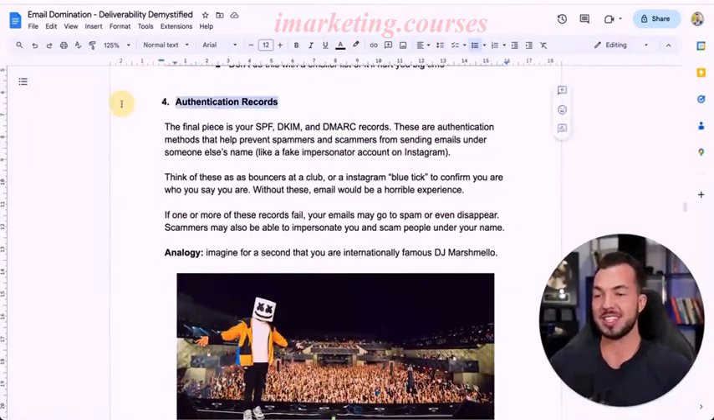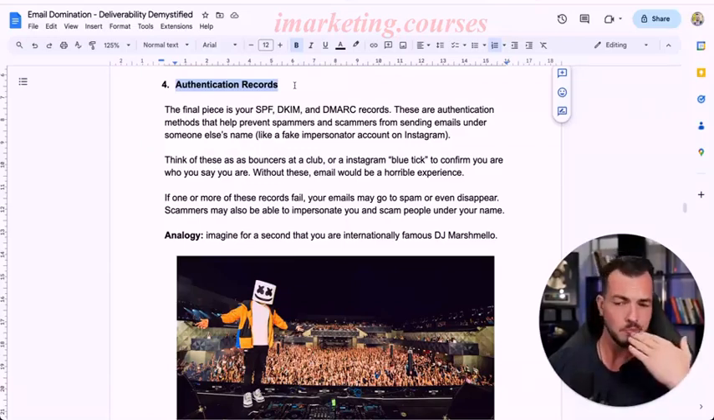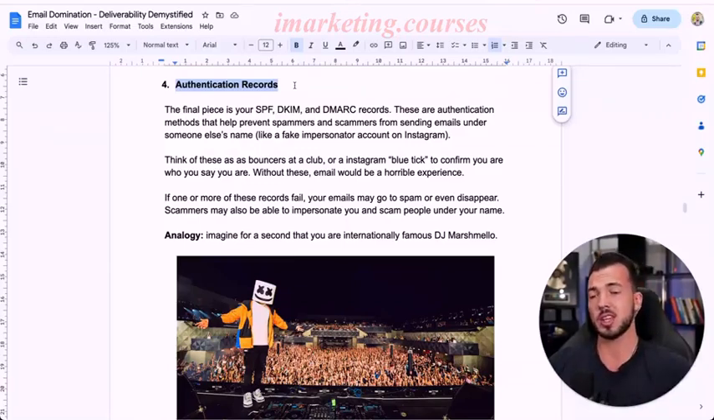All right, let's talk about the last piece of this puzzle. This is authentication records. This is possibly the most complicated, mind-numbingly boring subject of all time. I have found not a single human being on the planet who can explain this in a way that is easy to understand. I searched for hours and hours when I was first looking into this, and no matter how many definitions I read, I didn't get it.